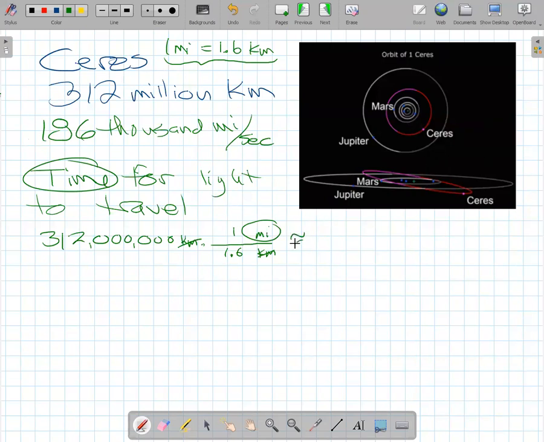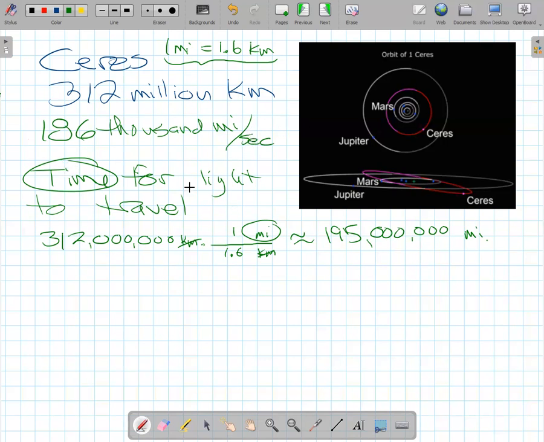So this is about 195 million miles. And I'm saying approximately because this isn't the exact relationship between miles and kilometers. 312 isn't the exact mileage in kilometers anyway. All right, so now I know that. So the next thing I want to do is I want to translate that into seconds. So I can use a conversion fraction or a proportion. I'm going to choose to do a proportion this time.